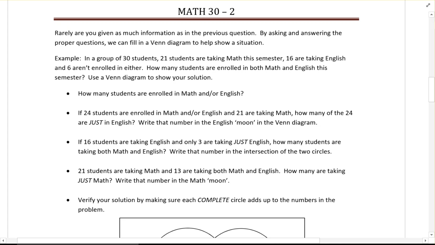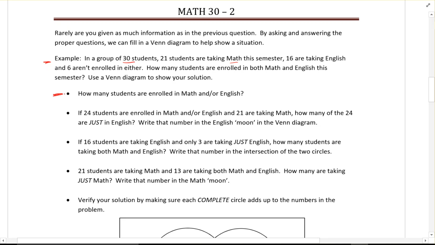So the next example says, in a group of 30 students, 21 students are taking math this semester, 16 are taking English, and 6 aren't enrolled in either. How many students are enrolled in both math and English this semester? Use a Venn diagram. So let's go through these and figure out some things.